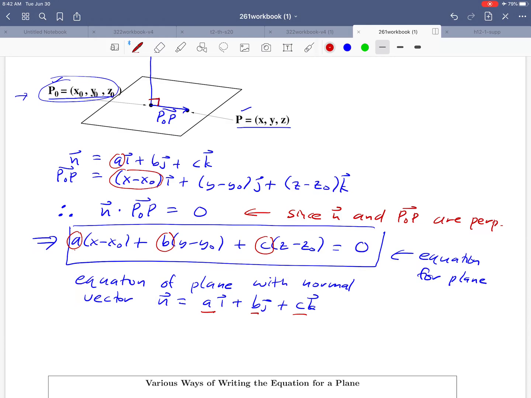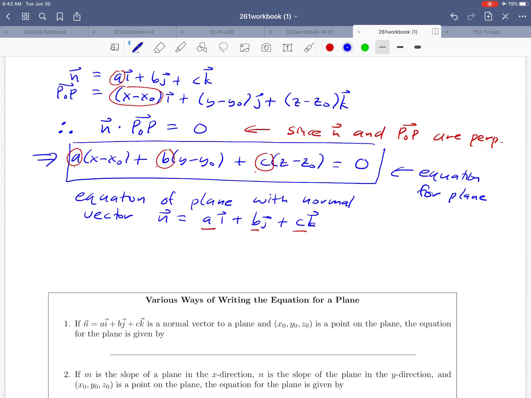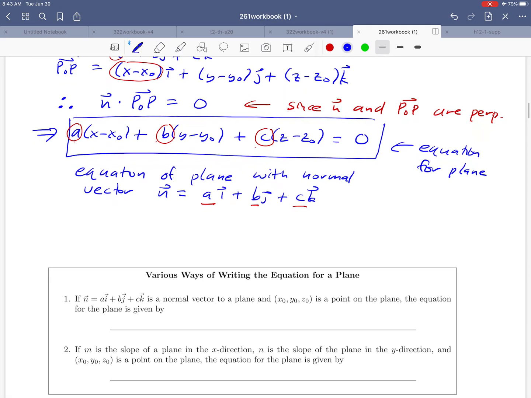These numbers a, b, and c will always tell you the components of a vector that's perpendicular to the plane. Okay, so let's go down and summarize what we discovered here.